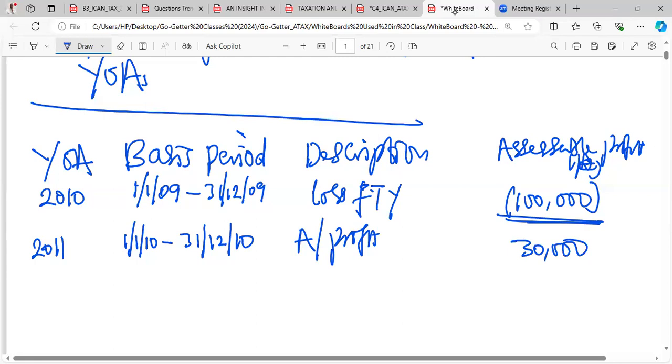We have 30,000. Now because there is no loss to be relieved here, and this is a company, any loss you have here becomes a carry forward loss. A company, you cannot relieve it from other sources. And now there's only one business, so there's nothing you can do other than to carry it forward. So you will now say loss brought forward. So you have this loss brought forward here. This is 100,000 that was brought forward.